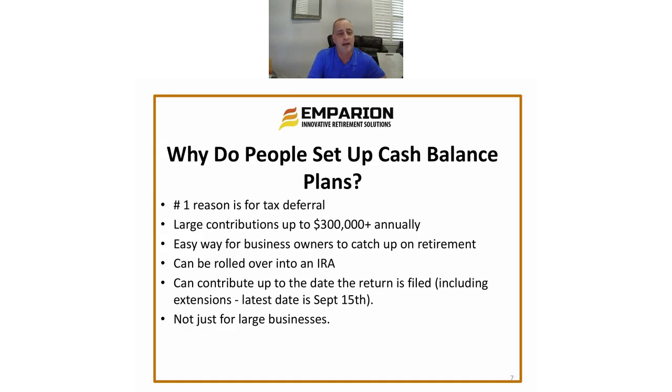Another reason is that it's great for people to catch up on retirement. We find a lot of business owners in their 50s, kids are out of school, the mortgage is paid off, it's time to really crank on retirement. That could be a great option for them. You also can contribute up to the date that you can file the tax return. In fact, you can set up a plan and contribute up to the date you file for the prior year. We just got done with the 2021 tax season where people could open these plans up. So still a great opportunity for people who are a little late to the game.